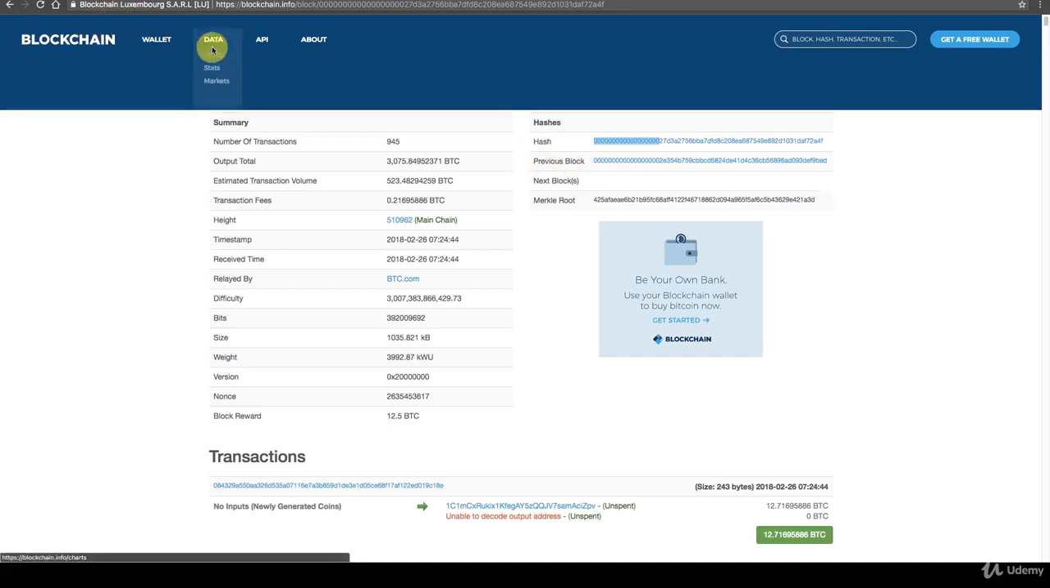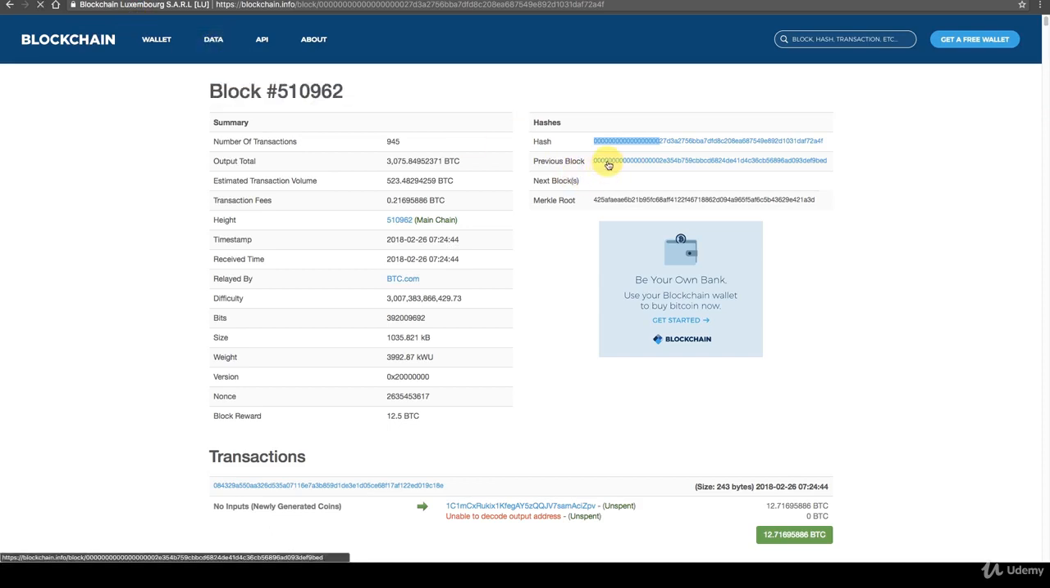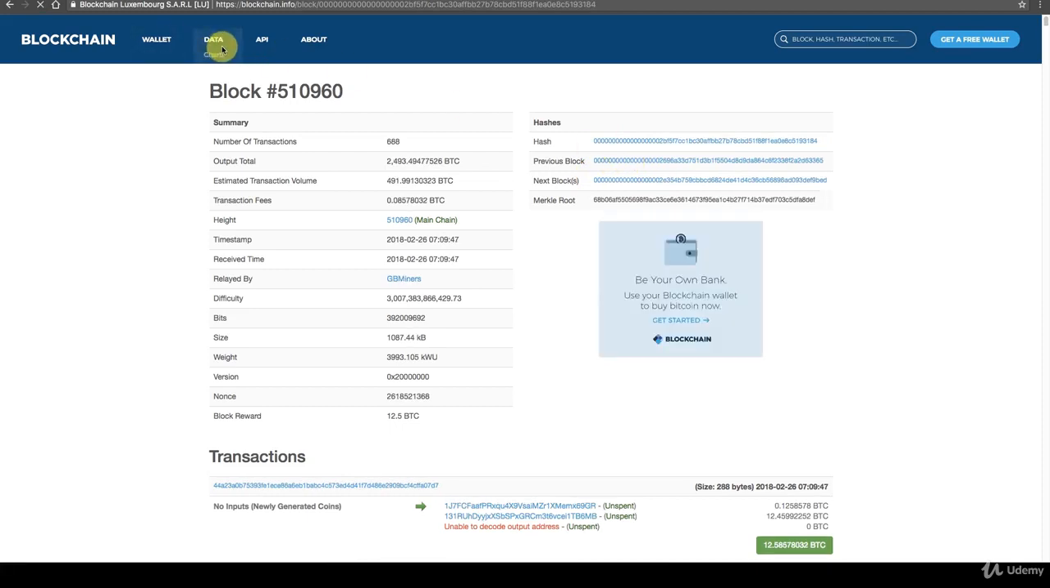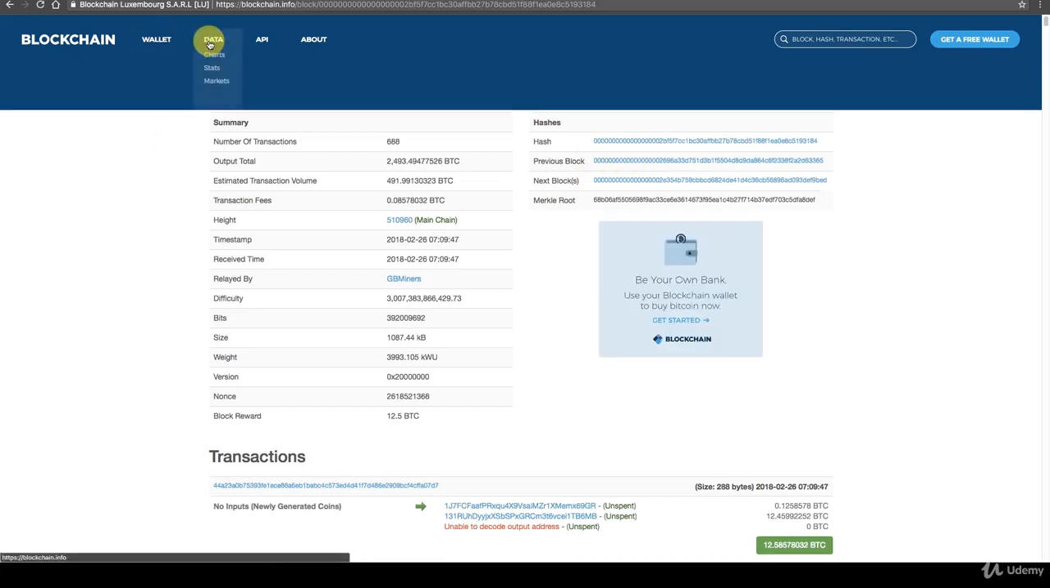So the best way is to look at a couple of blocks, and you'll see that they all have the same number of leading zeros, 18. Okay, that's number one. And the other thing is, what did we want to do? Oh, I wanted to look at the charts.